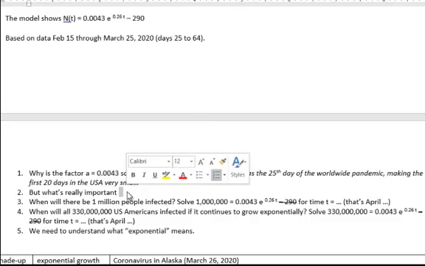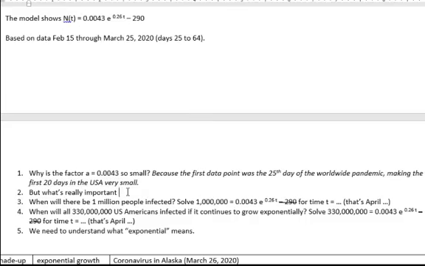And then here is a statement that I actually didn't finish. I don't remember what I wanted to say there, but what's really important is that it is exponential. That's probably what I wanted to say. Okay. When will there be 1 million people infected?